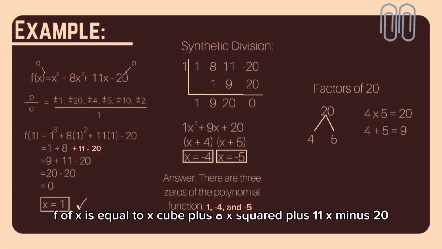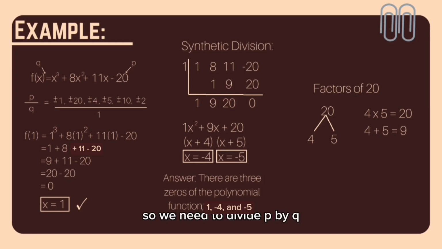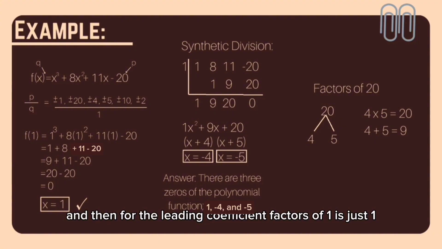Let's find all the zeros of this function. f of x is equal to x cubed plus 8x squared plus 11x minus 20. So we need to divide p by q. p is associated with the constant term. q is associated with the leading coefficient. So let's list the possible zeros: factors of the constant term p, or factors of 20. Factors of 20 are plus or minus 1, plus or minus 2, plus or minus 4, plus or minus 5, plus or minus 10, and plus or minus 20. And then for the leading coefficient, the factors of 1, it's just 1.